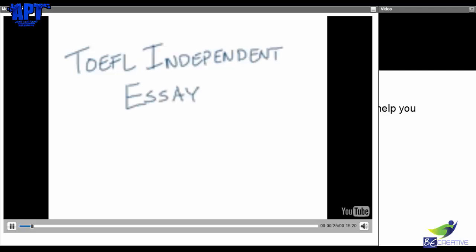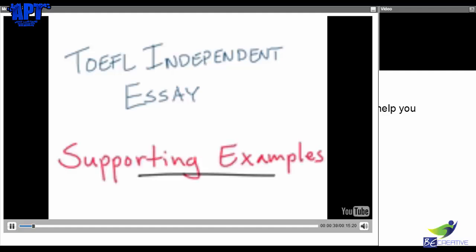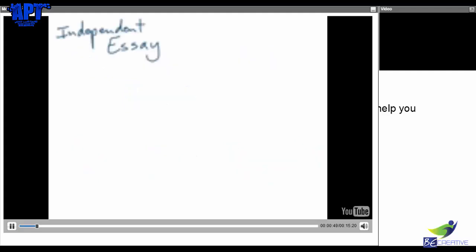Basically, we're going to get into a very specific issue that a student had, specifically with supporting examples. This student had trouble with coming up with supporting examples, or brainstorming supporting examples, during the test, which is a pretty common issue. So let's do a quick review of the TOEFL independent essay.